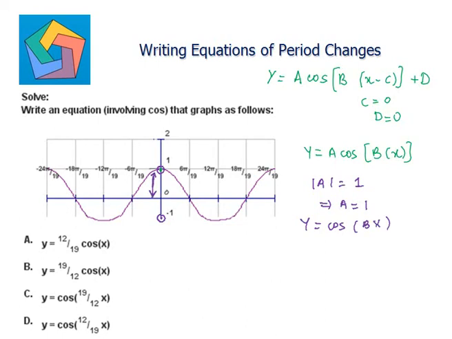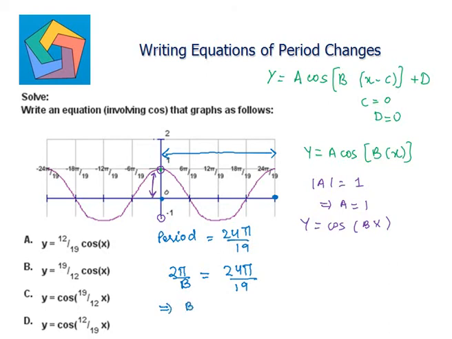Now we need to determine b. For that, let's look at the period. This is the complete length of one cosine cycle here, which is given by, this is 0 here, and this is 24 pi by 19. So my period becomes 24 pi by 19. Now, period is also given by 2 pi by b for the cosine function. So this is equal to 24 pi by 19. Cross multiplying, this implies b is equal to 2 pi times 19 divided by 24 pi, which is equal to 19 by 12. So y is equal to cosine 19 by 12 x, which is the answer in the C part.